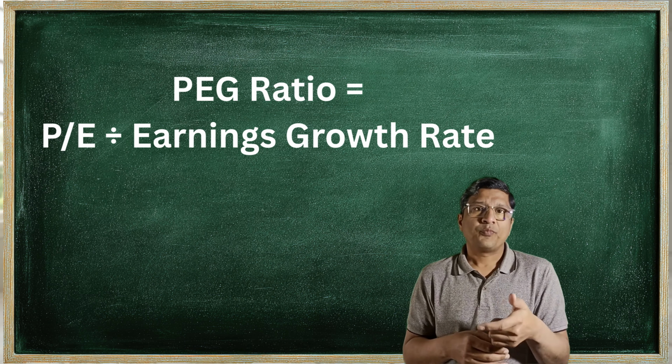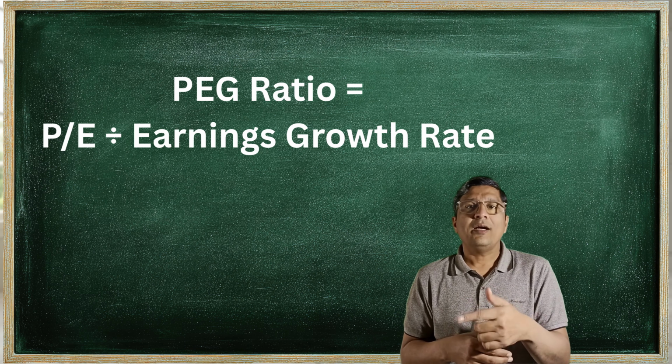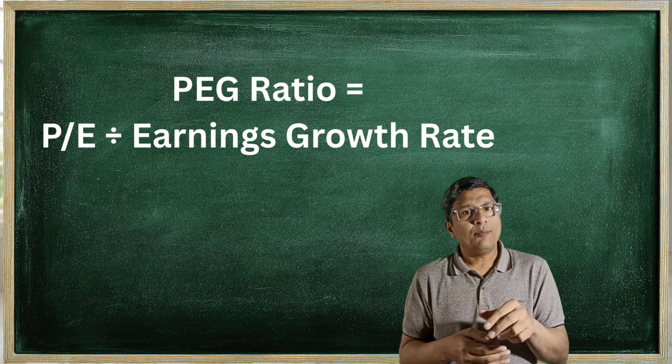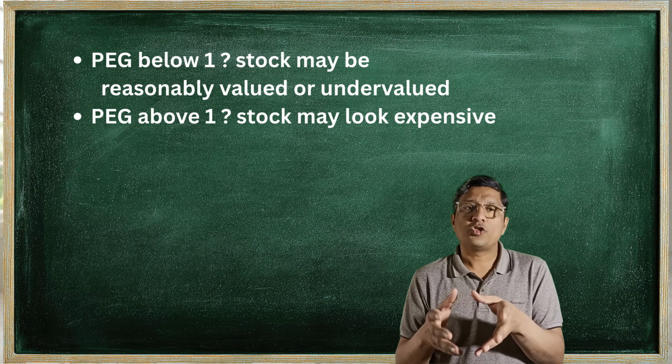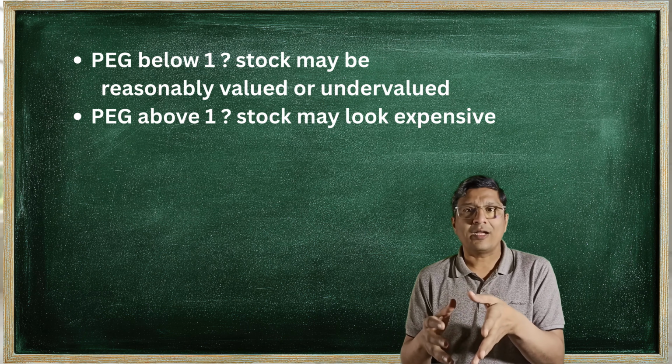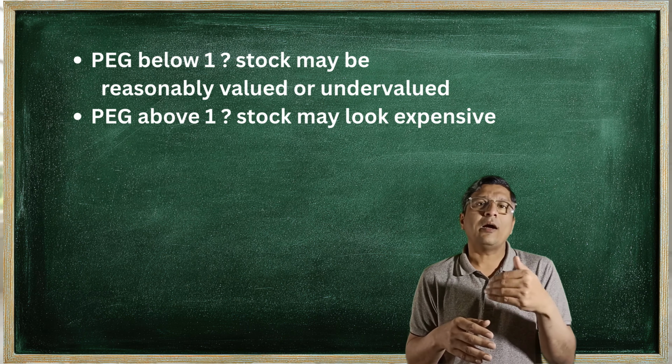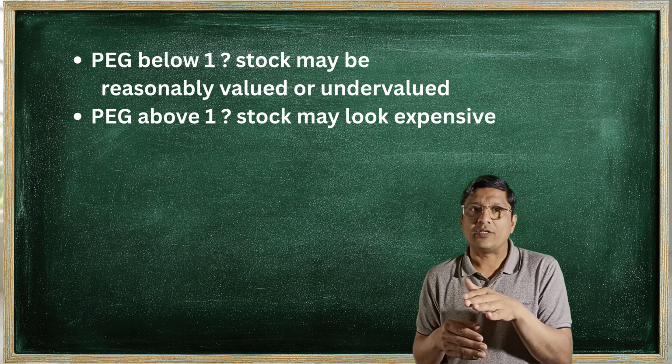Now let's take one step deeper, adding growth to the picture. Sometimes PE alone can be misleading. So investors ask a smarter question. What if we compare PE with growth? That's where the PEG ratio comes in. PEG, PE to earnings growth rate. In simple terms, PEG below 1 means the stock may be reasonably valued or undervalued. And PEG above 1, the stock may look expensive.